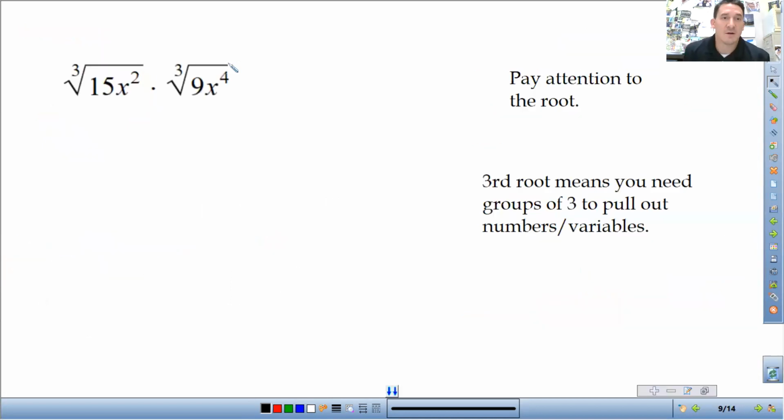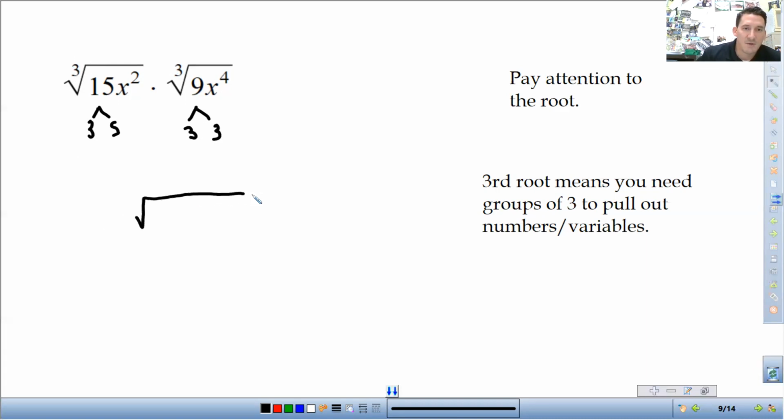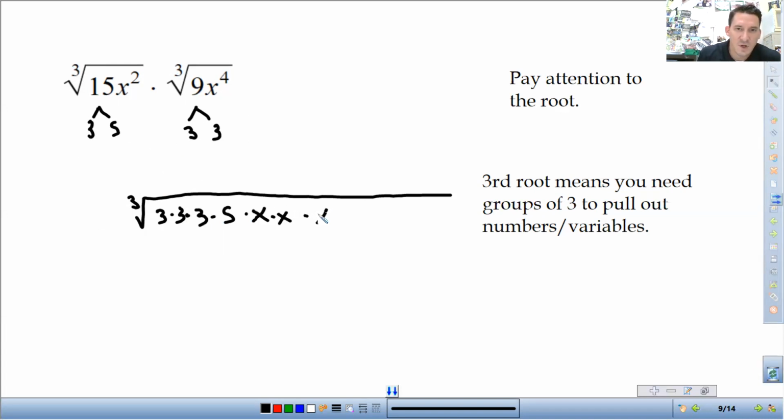So here, the difference in this one is I have a cube root now. So I'm going to do a factor tree. It's going to be 3 times 5. This is going to be 3 times 3. I'm going to put it all underneath one radical. So 3 times 5 and 3 times 3. So I have 3 3s, and 5. Just put them all together so it makes it easier to find. And then x squared is going to be x times x. X to the 4th is 1, 2, 3, 4.